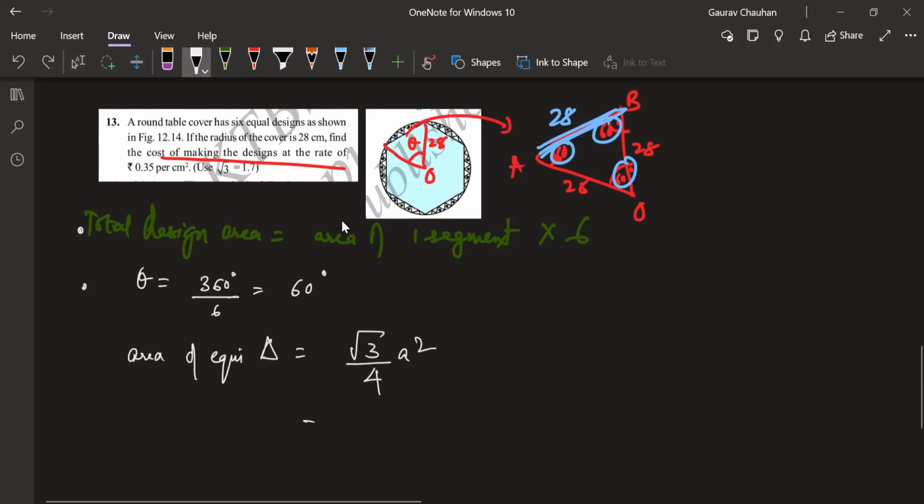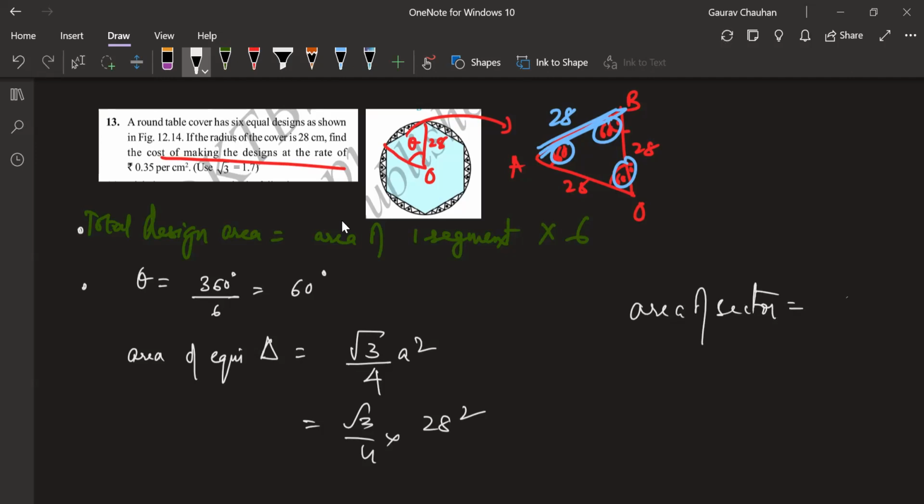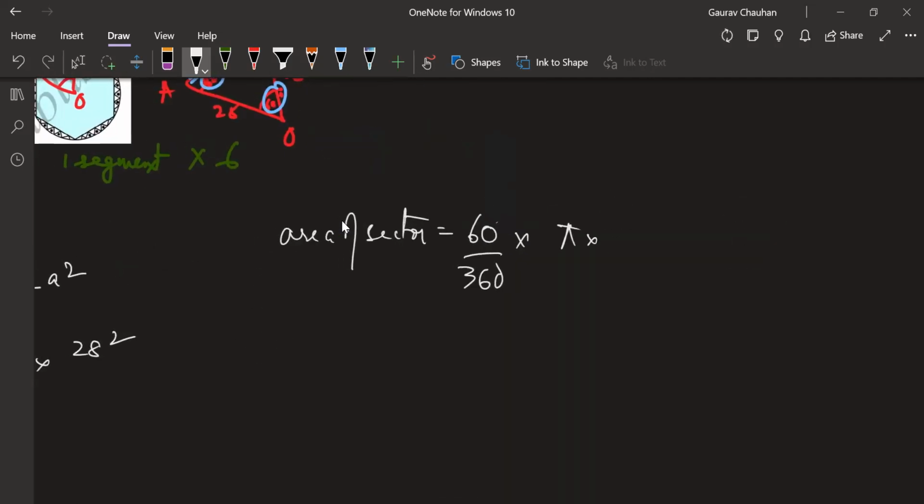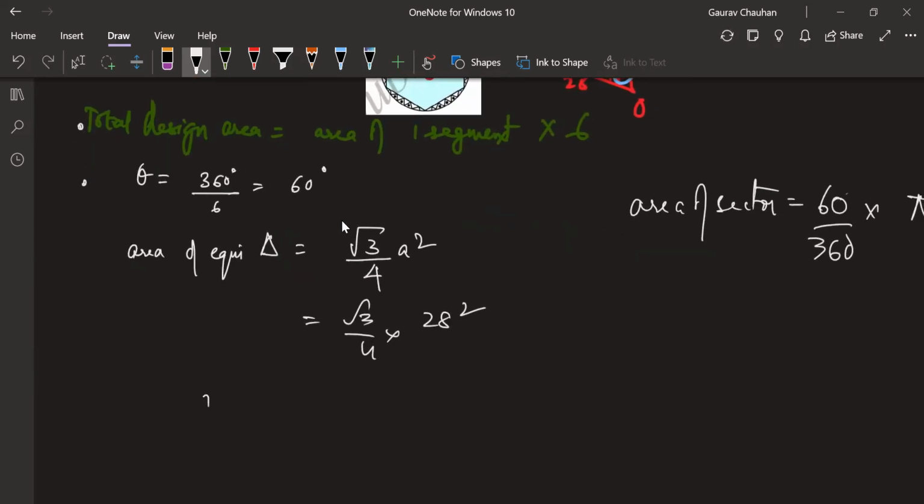So you have root 3 by 4 into 28 square. Don't multiply yet. You can cancel out things in the last moment. Because the area of the equilateral triangle is this. You have area of the sector. Area of the sector is equal to theta by 360, so 60 by 360 into pi r square, pi into 28 square. Okay, you will get something here. You will subtract both of these and find area of one design.